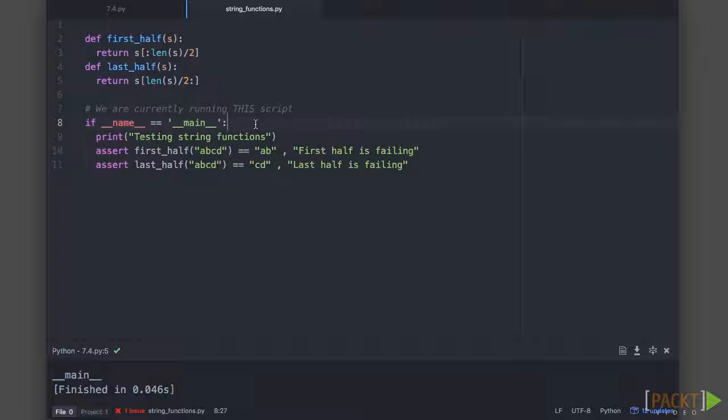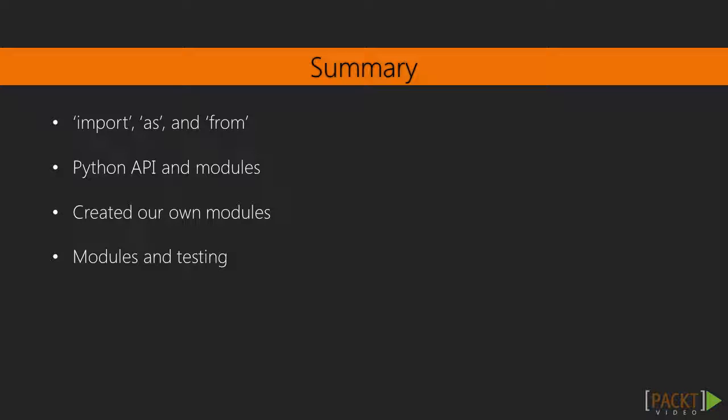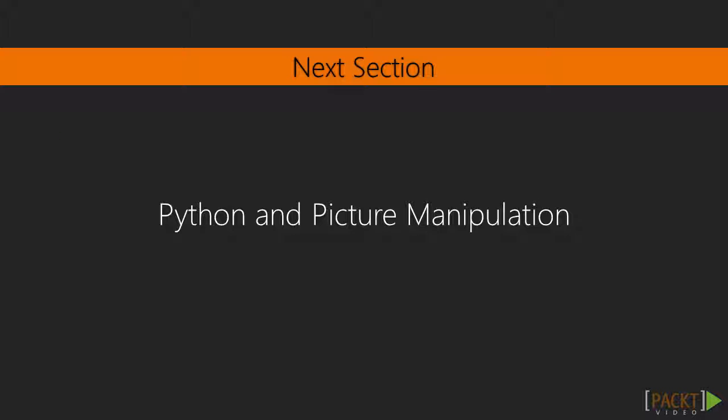In this section, we looked at what the import, from, and as keywords are, how to read Python documentation and sift through the Python API, how to create our own modules, and how to test those modules. In the next section, we are going to look at our final project for this series, and we are going to look at Python picture manipulation.